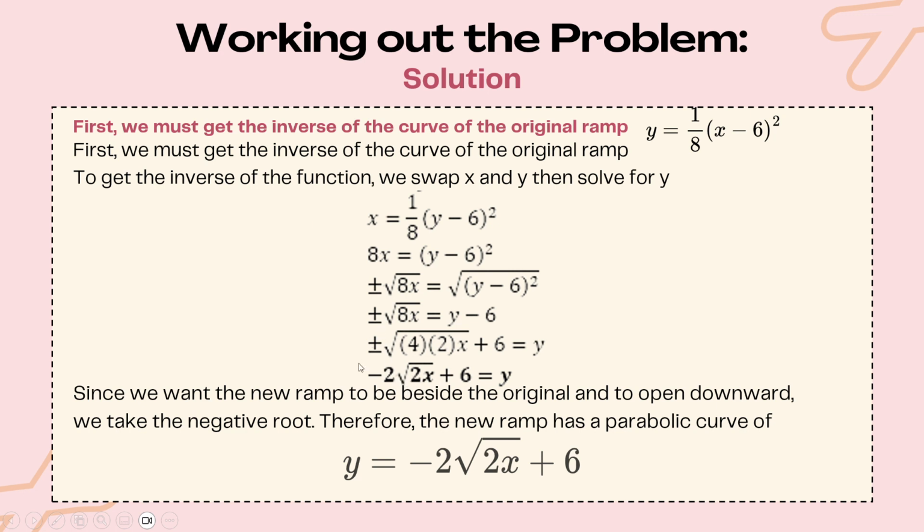But there are two roots. We only need the negative root to match the inverse of our original graph. So the answer will be y equals negative 2 square root of 2x plus 6. That is the new curve of Brielle's ramp.